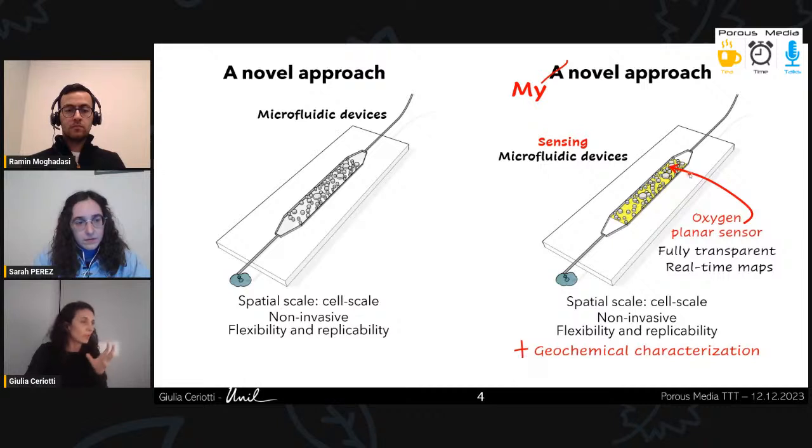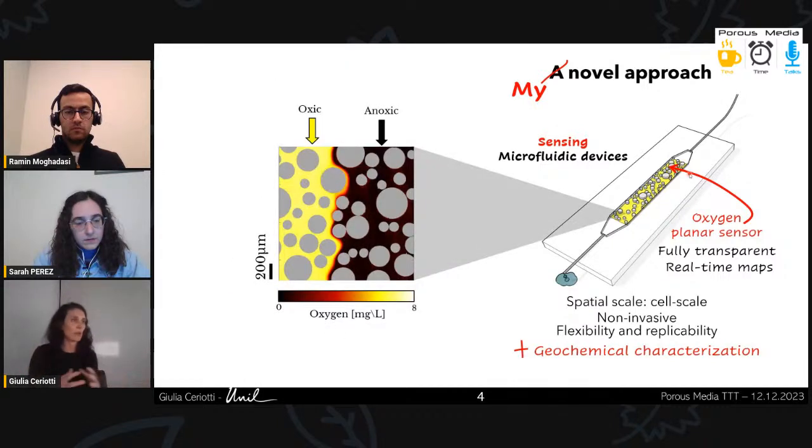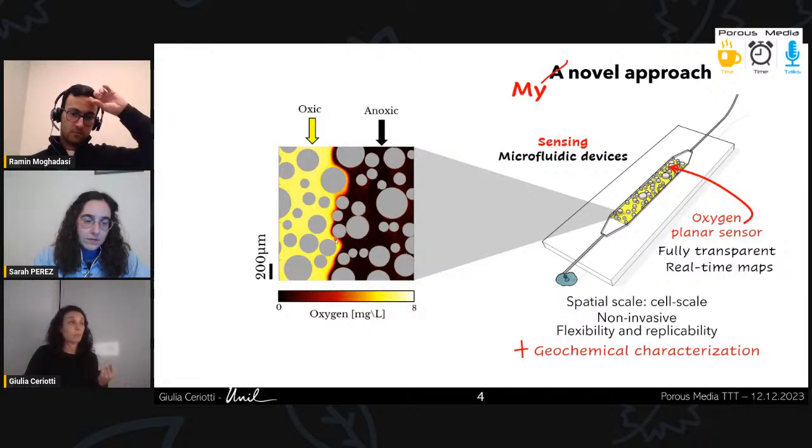To give you a clearer idea of what I mean by oxygen mapping, I'm showing here the very first application that I did. It's my very first experiment with the oxygen sensor. I was injecting two solutions in a porous structure. One is fully oxic, the other one is chemically anoxic. And I could detect in real time the formation of these super tiny microscale gradients of oxygen at the interface of these two solutions.